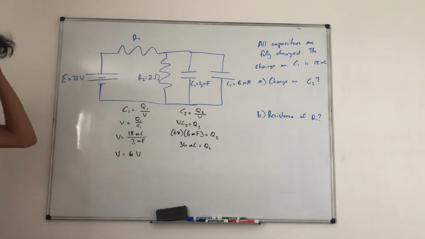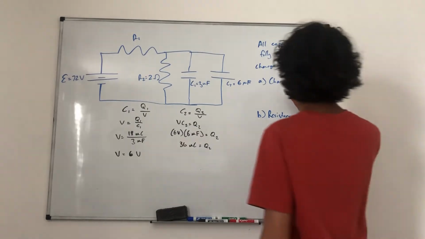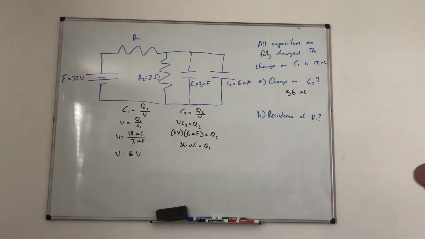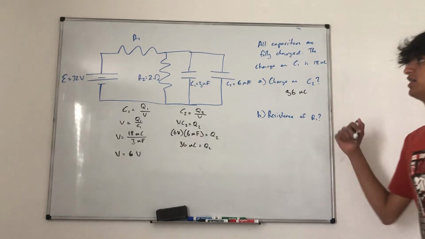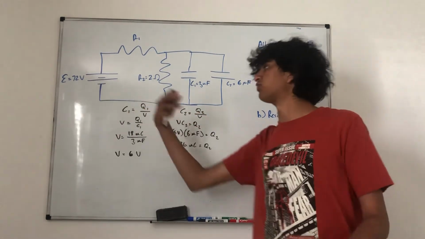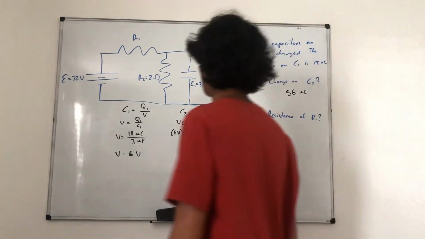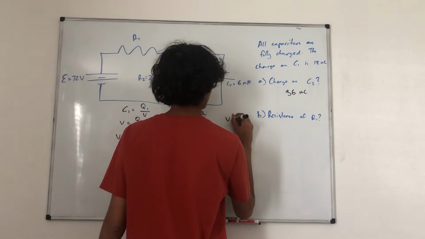Okay, cool. That was pretty straightforward. 36 microcoulombs. All right, so the resistance of R1. Hopefully, when you're solving for resistance, and you're given an EMF and some sort of voltage, you think of V equals IR, Ohm's law. So I'll make some space right here. V equals IR.